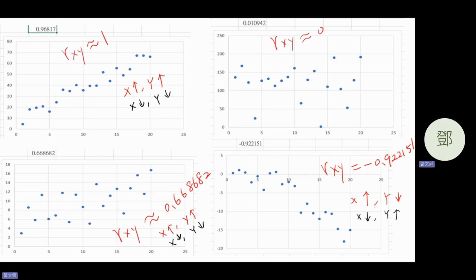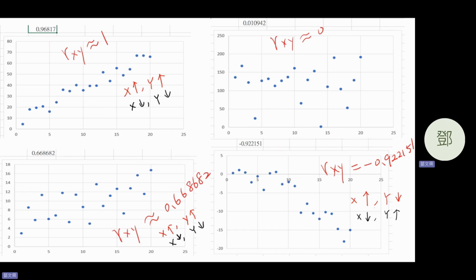There appears to be some similarity in their orientation, but not so strong. The linear relation between x and y is not so strong as this one or this. Understand?